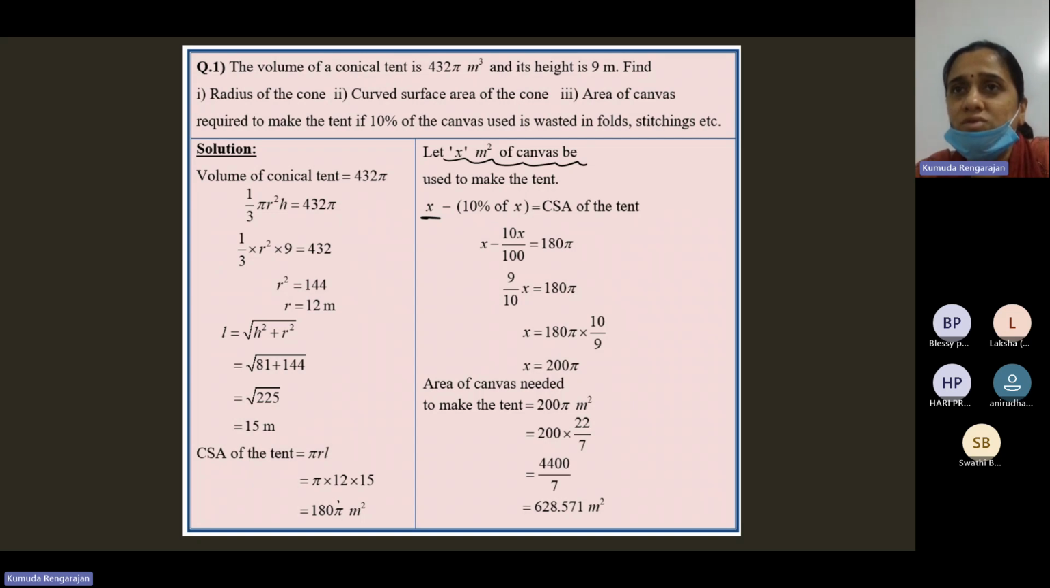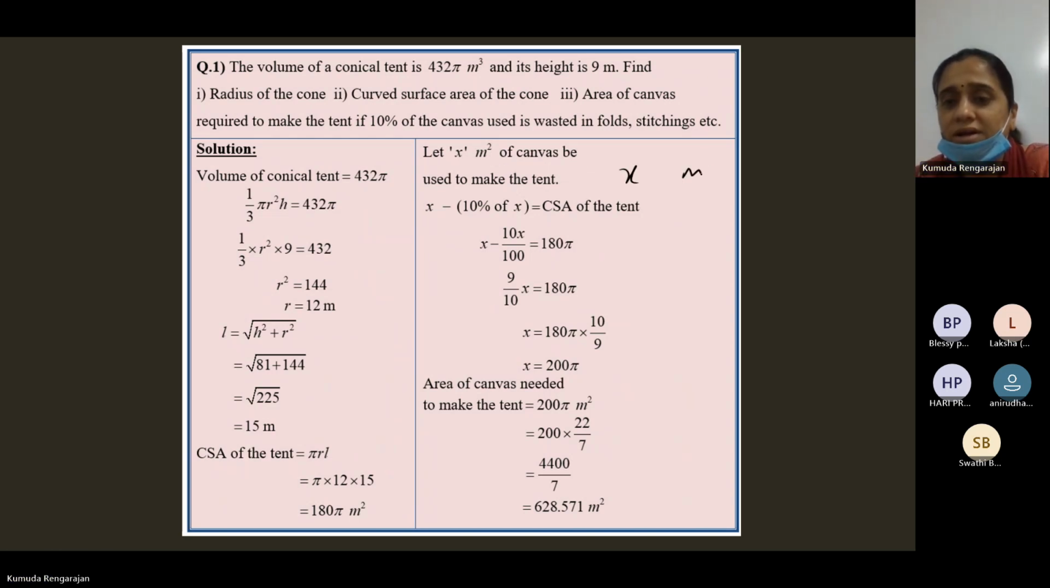So where is canvas used? Only for CSA. That's why we are talking about the CSA: the material you will buy is only to make the CSA of the tent. So in the market you buy X meter square, 10% of X is wasted. Then where is the remaining used? The remaining which is used, you can see it in the CSA of the tent. That is the equation. So you should write that.